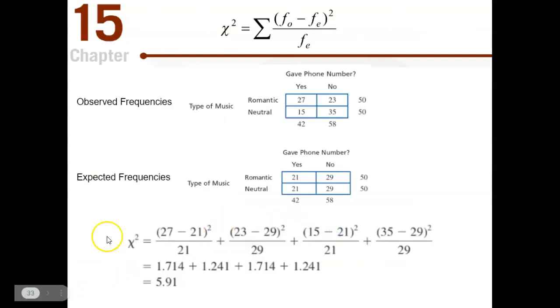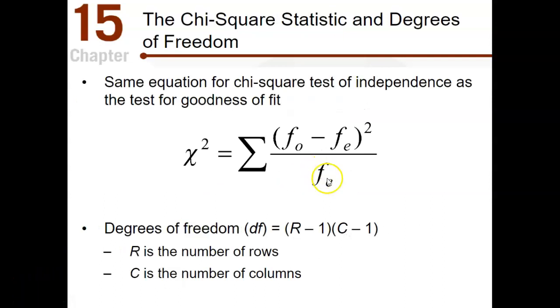Our test statistic is exactly the same as the previous one. We're again taking the difference between the observed frequency and the expected frequency, squaring that, setting that over the expected frequency, and then adding all the values that we get for each category. The only thing that's different is our degrees of freedom. That is the number of rows minus 1, multiplied by the number of columns minus 1. That's how we get our degrees of freedom for this particular test.